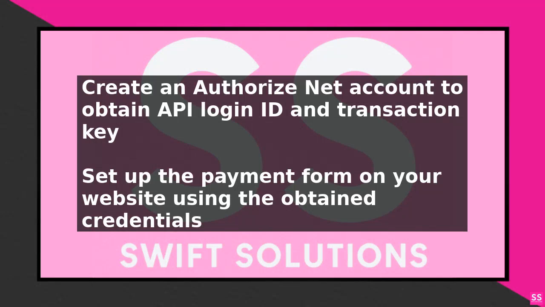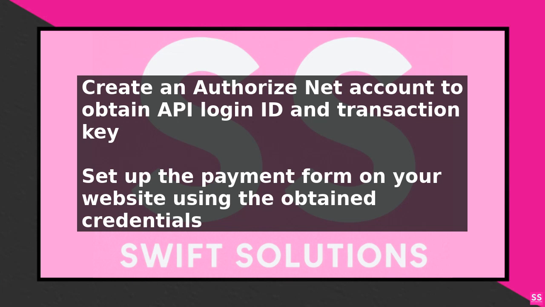Welcome to the Beginner's Guide to Authorize Net Payment Form, a comprehensive tutorial designed to help you understand and implement a secure payment system for your online business. To get started, you need to create an Authorize Net account and obtain an API login ID and transaction key, which are required to access the payment gateway. Once you have these credentials, you can proceed to set up the payment form on your website.